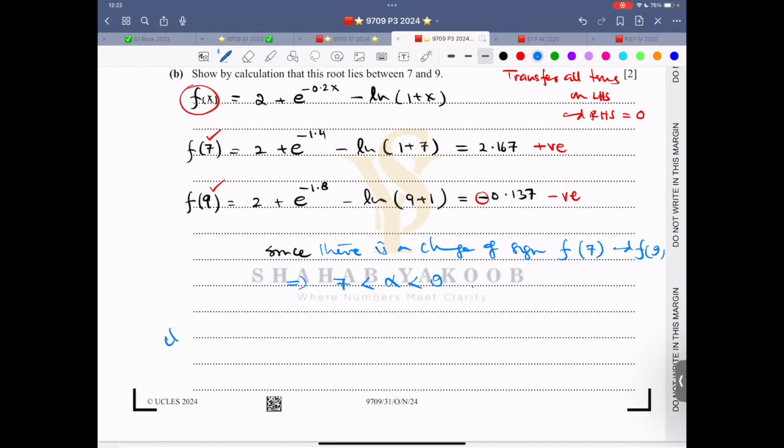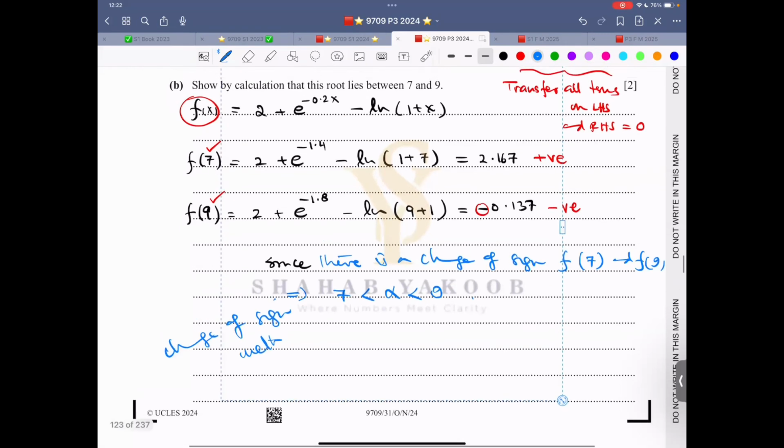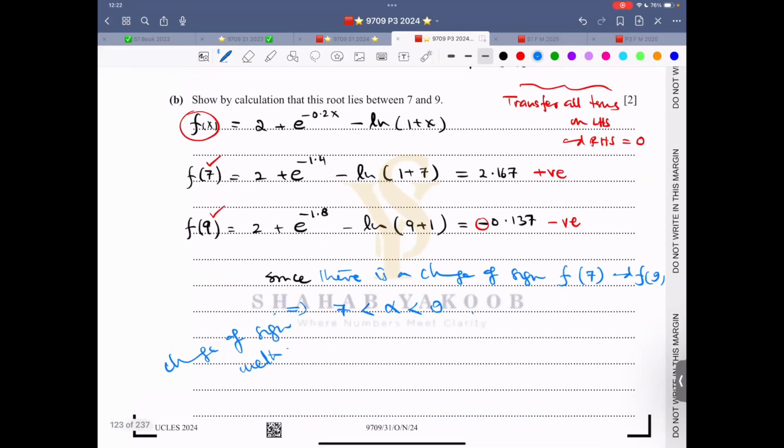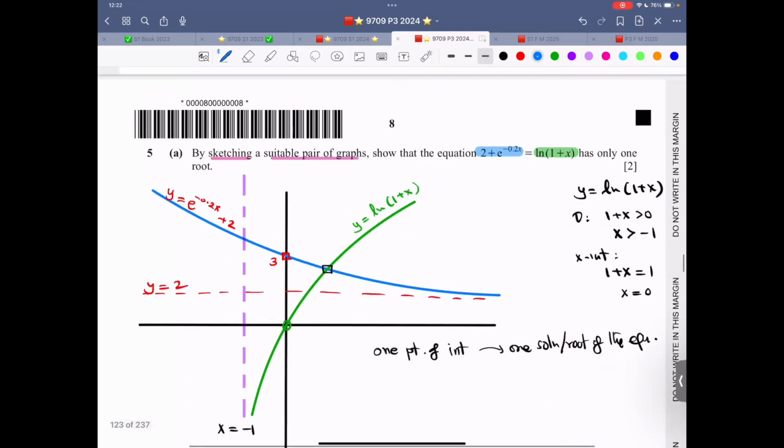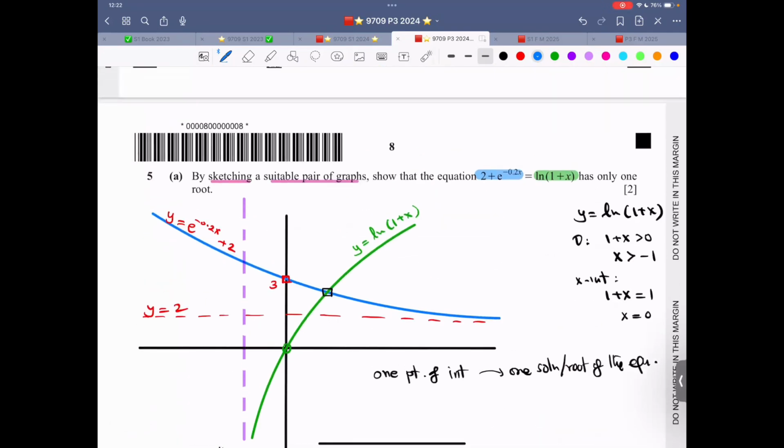This is called the change of sign method. So this is done by calculation, the change of sign method. This is done by calculation, and this is by graphing if possible.